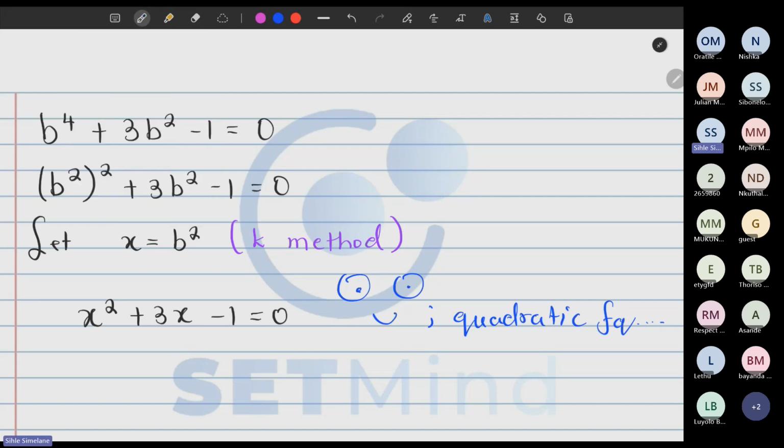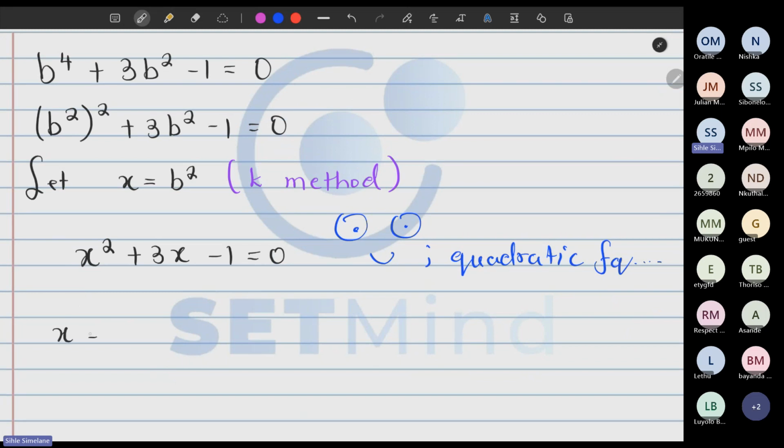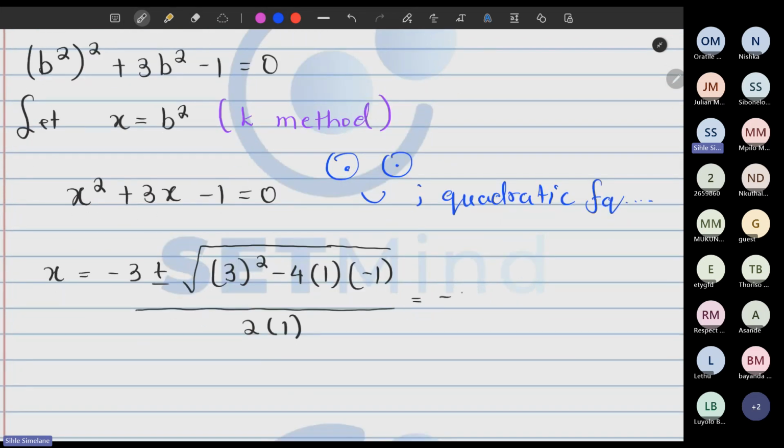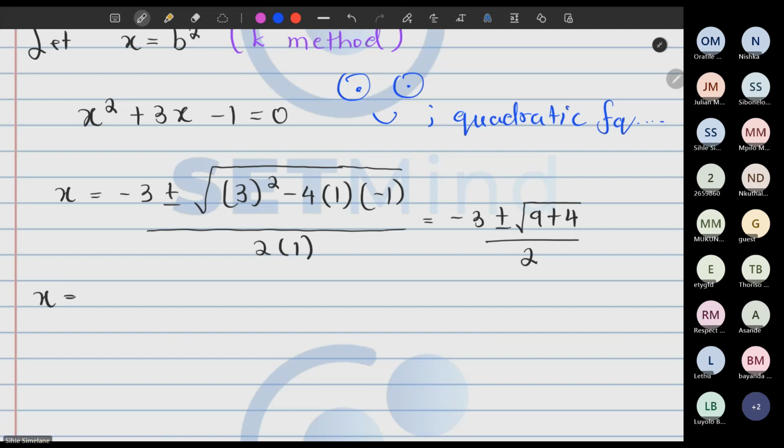And there we go. We are smart, and this looks like something which you can solve using the quadratic equation. So let's go ahead and use the quadratic equation. If you remember, X is equal to negative B, which would be 3, plus or minus the square root of our B squared, which is 3 squared, minus 4 times our A, which is 1, and our C, which is negative 1. And we divide by 2 times our A, which is 1. So my answer becomes negative 3 plus or minus the square root of 9 plus 4, divided by 2. Which means our X is simply negative 3 plus or minus the square root of 13 divided by 2.